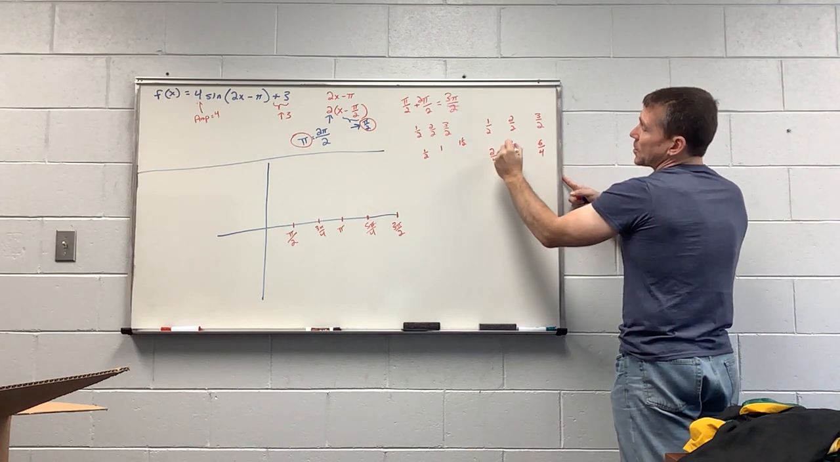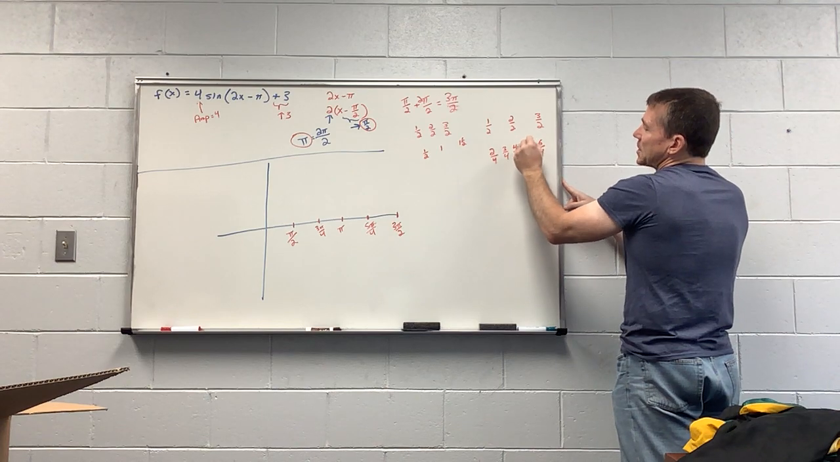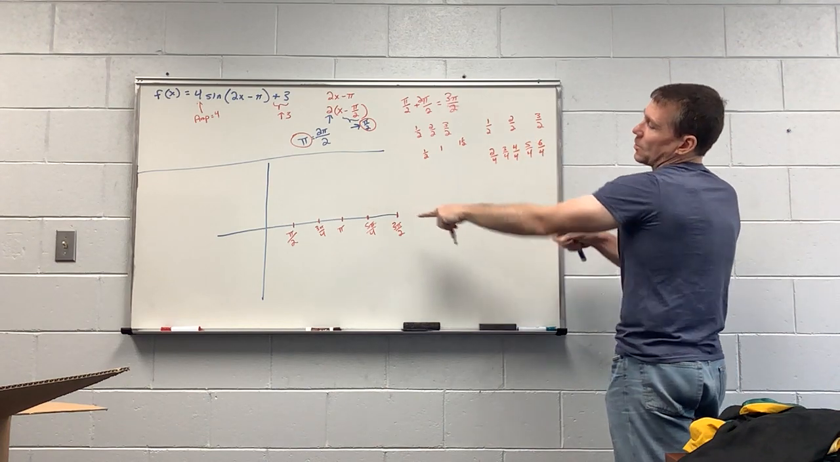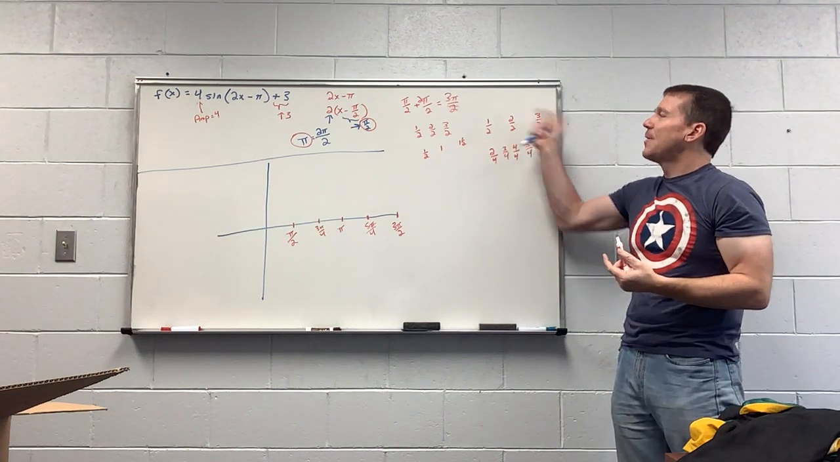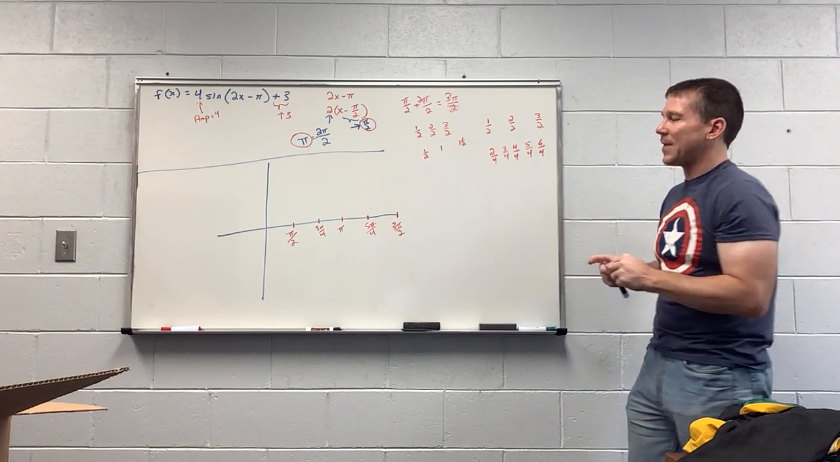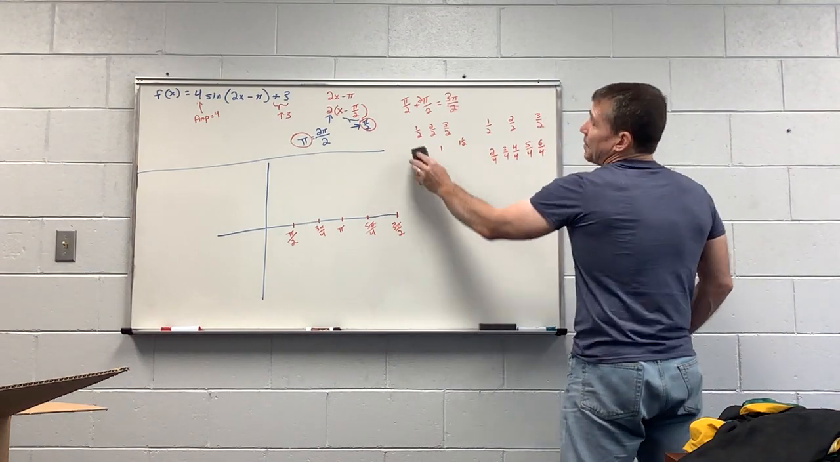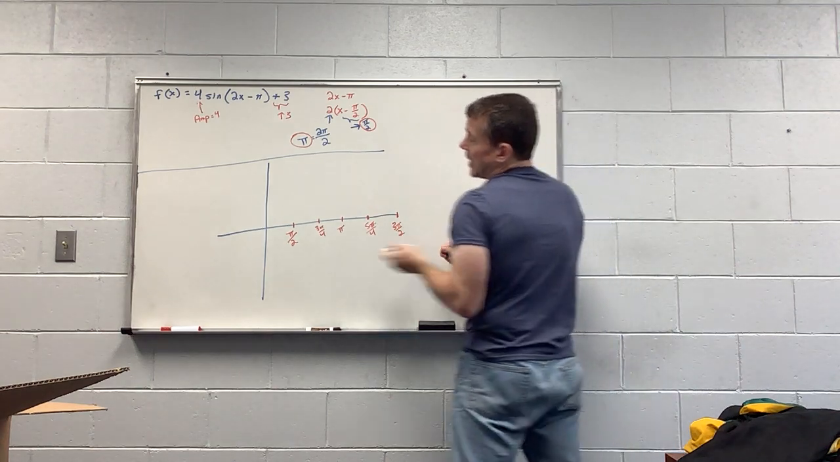Halfway between 2/4 and 4/4 is clearly 3/4. Halfway between 4/4 and 6/4 is 5/4, which is exactly what we got. So there are different tricks, like I said, to kind of figuring out all these values. But those are all my x's. Now I find my y's.